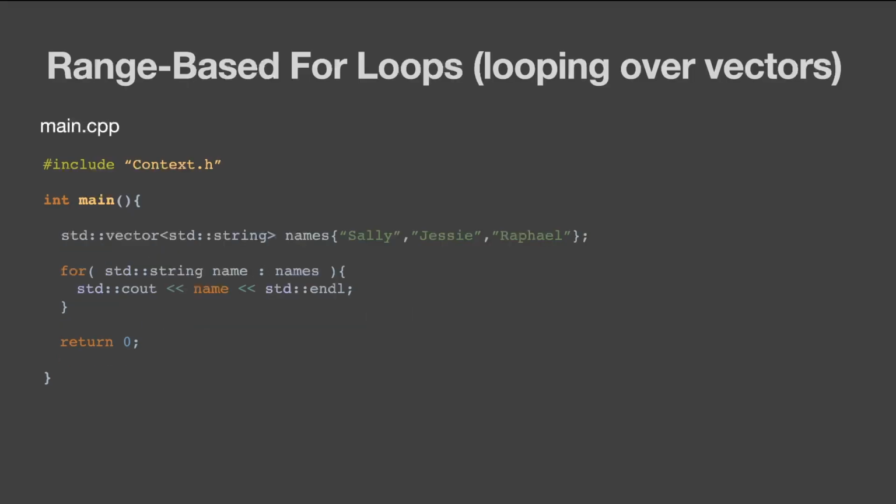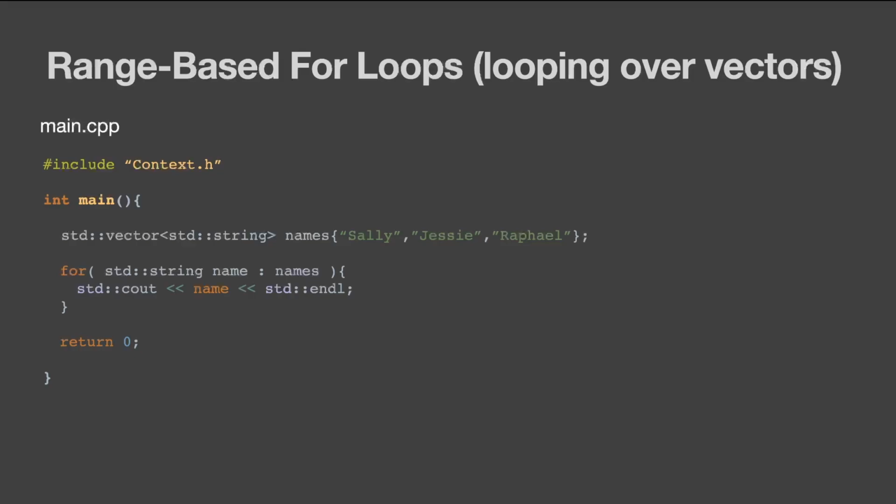We also have for loops that are called range-based for loops. It's basically a shorthand for looping over vectors. So let's say that we had some vector that's going to be a vector of strings, and we're going to call it names, and we're going to initialize it with 3 different names. Then we could use a range-based for loop in order to loop over every value inside of this vector.